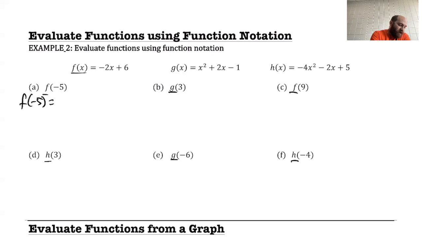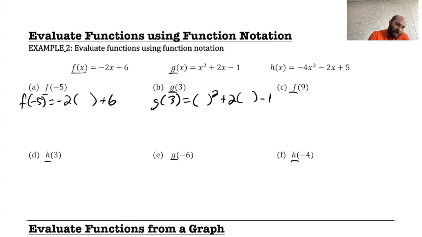So here's my f function. So it's going to be -2, I'll put parentheses, plus 6. I'm just going to do them all where I set it up. G of x here. Okay, so g of 3. So I'm going to go to the g function. So that's going to be parentheses squared plus 2 times parentheses, whoops, -1.